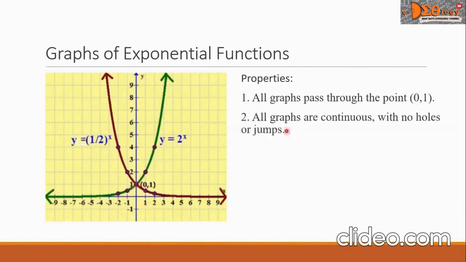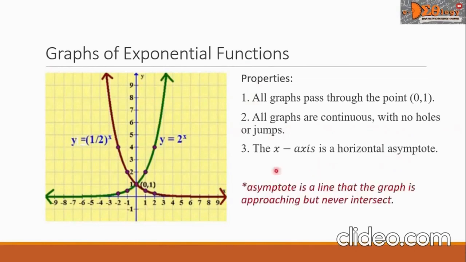Property number 2, all graphs are continuous with no holes or jumps. Property number 3, the x-axis is a horizontal asymptote. Asymptote is a line that the graph is approaching but never intersects. If you notice the graph, it is approaching the x-axis, but it will never intersect the x-axis.